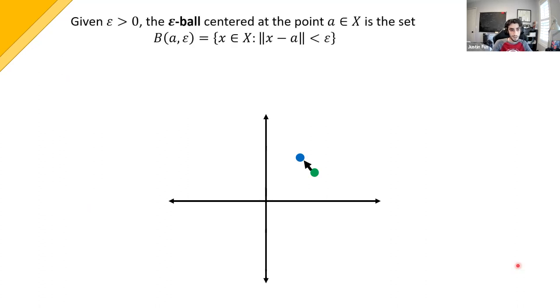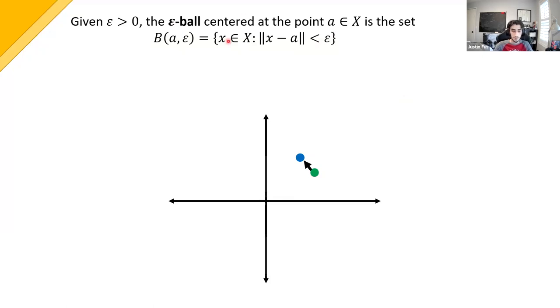Now we have a super important set as a result of this. When we have some positive number epsilon, we can imagine a special set surrounding any given point a that we start with. So here we call it an epsilon ball, as the set of points around this green point that are within epsilon distance. So formally, it is this set here. All the x's in our vector space where the distance between x and a is less than epsilon.